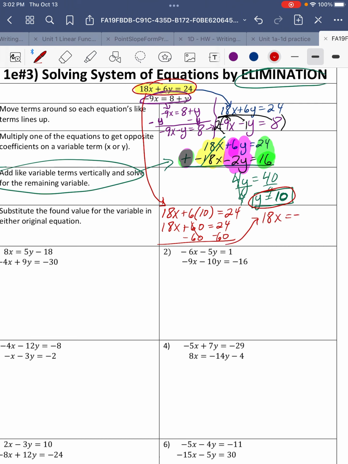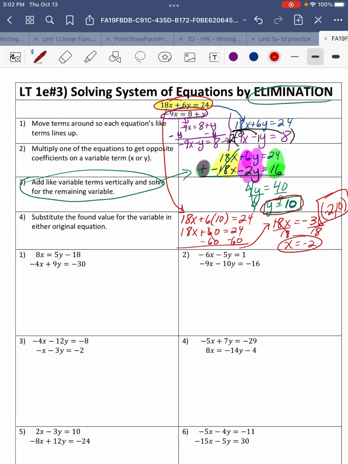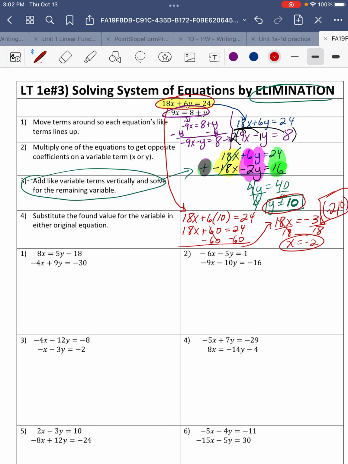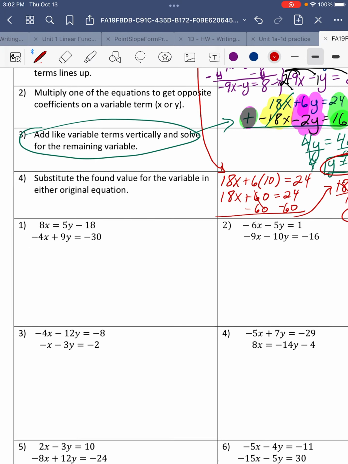18x equals negative 36, divided by 18, and we get x is equal to negative 2. So my coordinate is negative 2, 10. There's my coordinate here. If you were to graph this, it would cross at negative 2, 10.